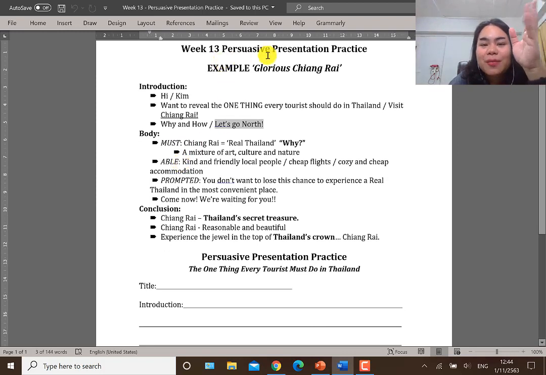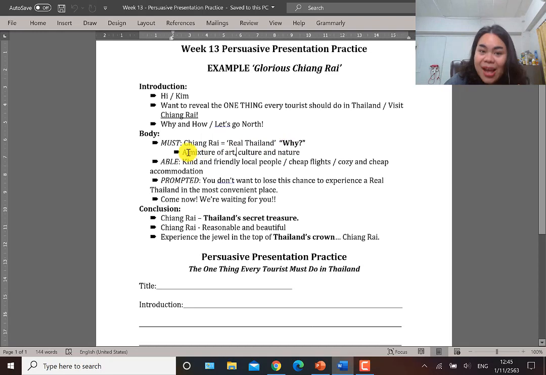Then the body, okay? What are the bodies of a persuasive presentation? Those 3 steps that I told you last week, okay? Must. Why should they come to Thailand? Why should they buy your product? Why is it Chiang Rai? Why must you go to Chiang Rai? Because Chiang Rai is a real Thailand.